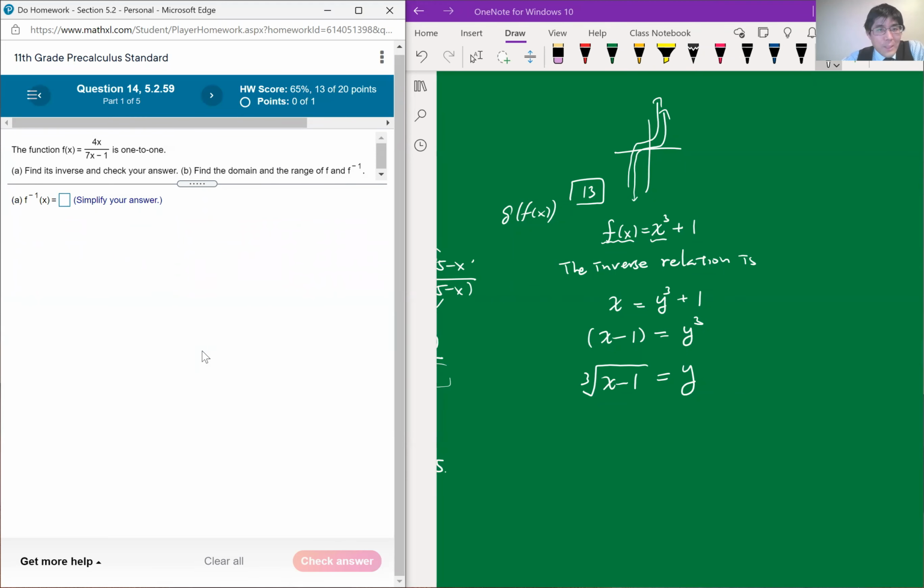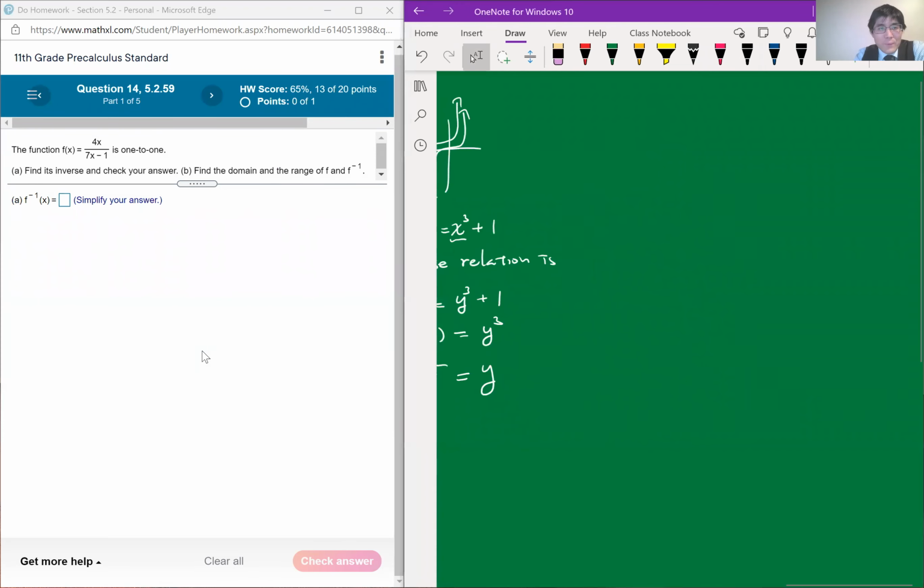Now this is just a simple computational problem, number 14. Assume the function y equals 4x over 7x minus 1 is one-to-one. So let's find its inverse. The inverse is x equals 4y over 7y minus 1. The inverse relation is you flip x and y, and then you solve for y.